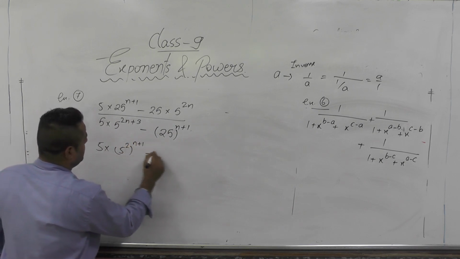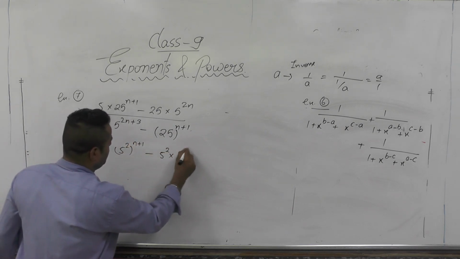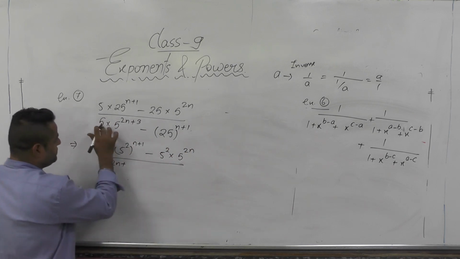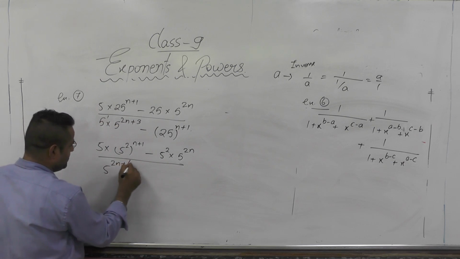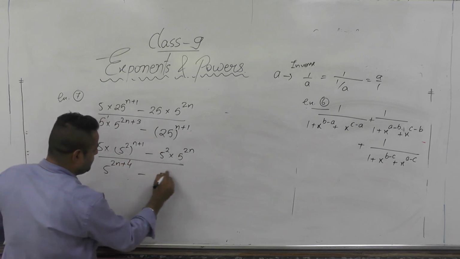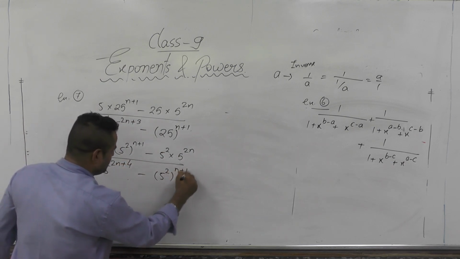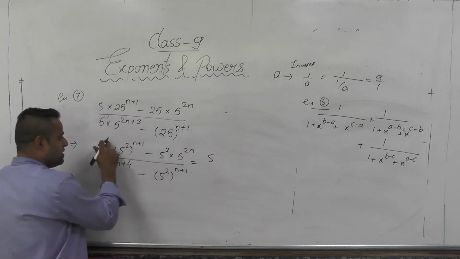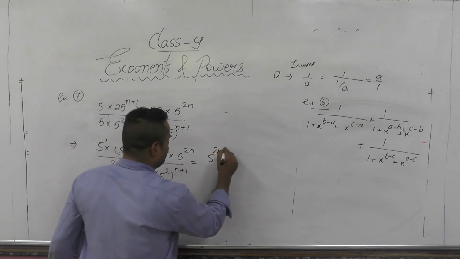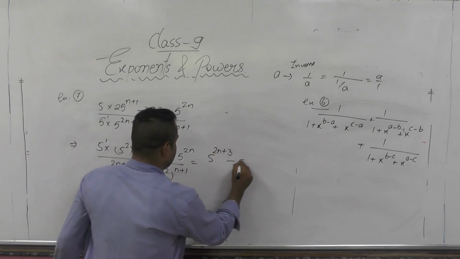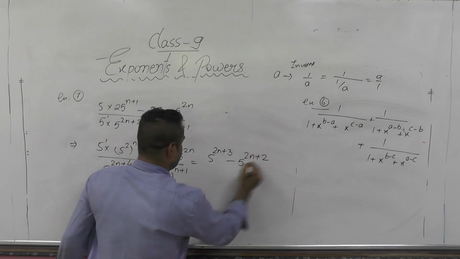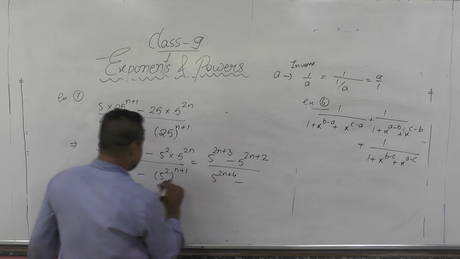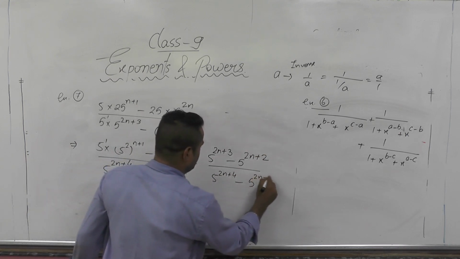Here 5 to the power 2 into 5 to the power 2n upon 5 to the power 2n plus 1, this power will be added because of the rule first. Here 5 to the power 2 having whole power n plus 1. Now see, this will become 5 to the power 2n plus 2 and this 1 power will be added on. This will become 2n plus 3 minus 5 to the power 2n plus 2 upon 5 to the power 2n plus 4 minus 5 to the power 2n plus 2.